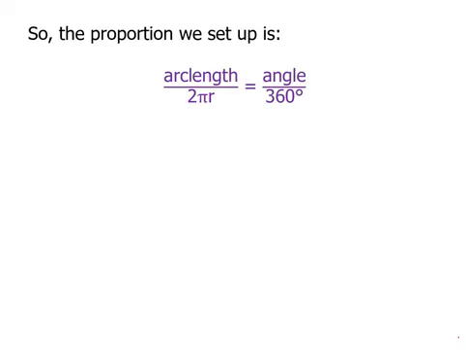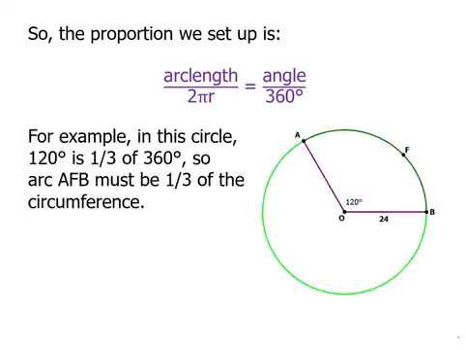So that is a good proportion to know. And again, don't just memorize this. Make sure you understand why we're doing part to whole with both the lengths and with the angles. So for example, in this circle, 120 degrees is a third of 360, so arc AFB must be a third of the whole circumference. So the whole circumference, 2 pi r, is 48 pi. Well, a third of that would be 16 pi.